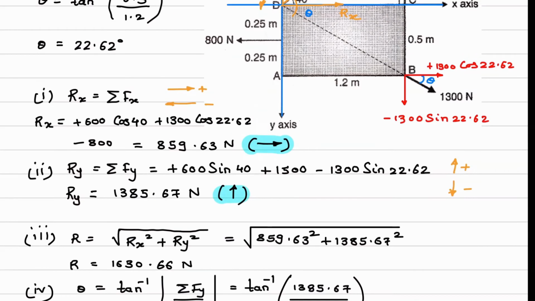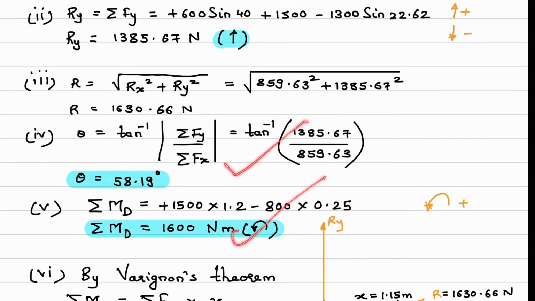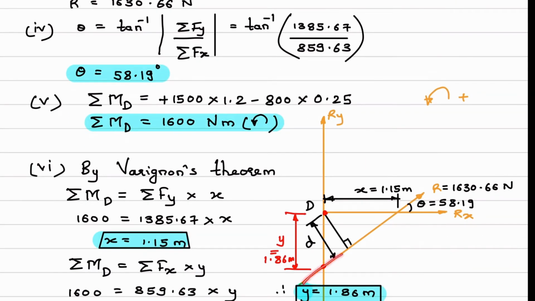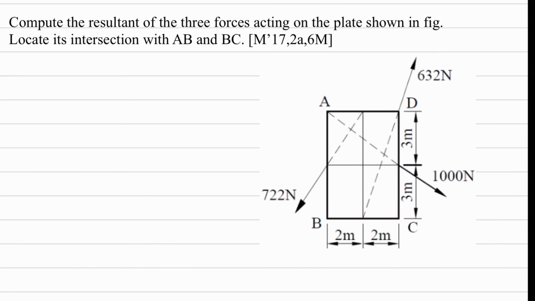So we calculated first summation Fx, then summation Fy, then R, then angle theta and moment about that point D. And based on that, we plotted this resultant like this. And then we calculated what is the x-intercept and what is the y-intercept. No need to find D because it is not asked in the question. See the next question.